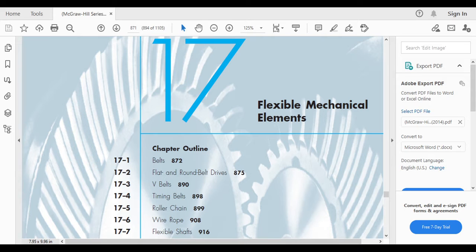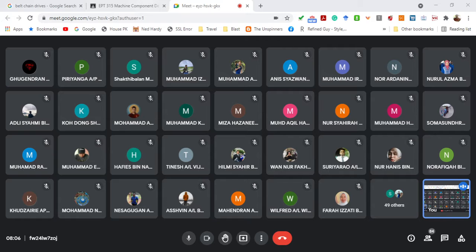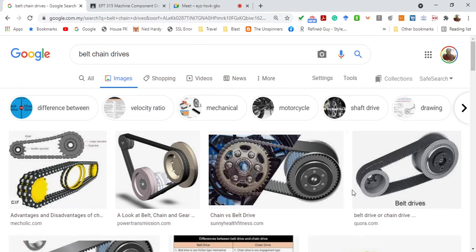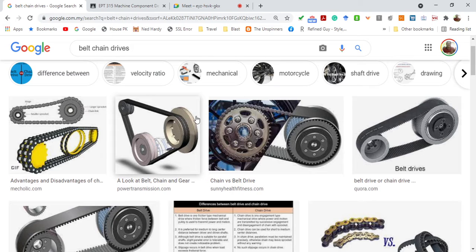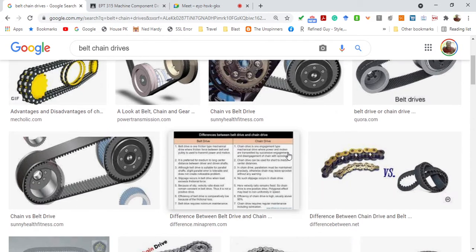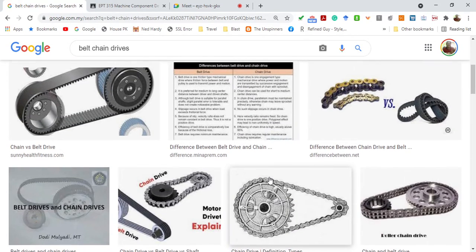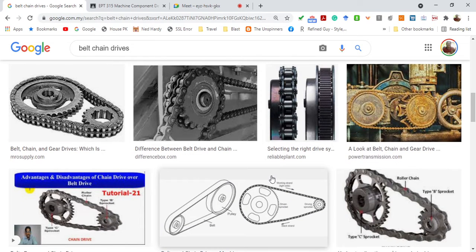It's in chapter 17 of the Shigley Mechanical Engineering Design textbook. We are talking about belt and chain drive. This chapter is regarding belt and chain drive. We learn about V belts, flat belts, metal flat belts, and all the calculations related to belting.